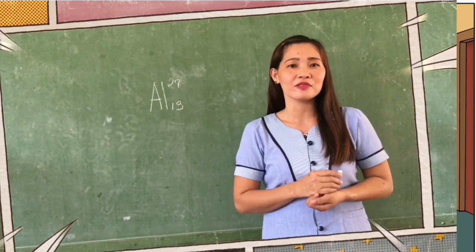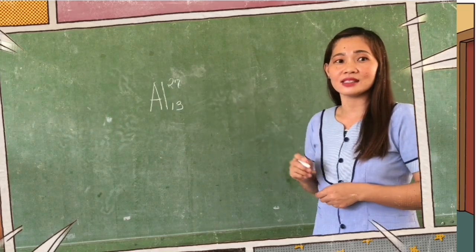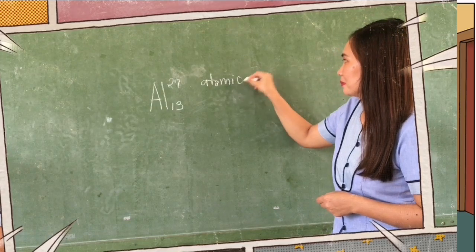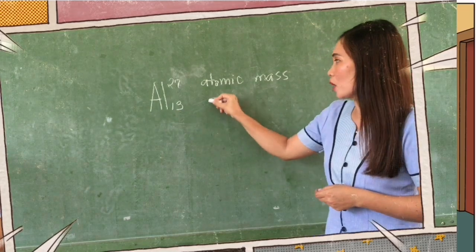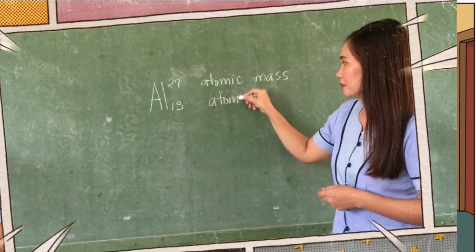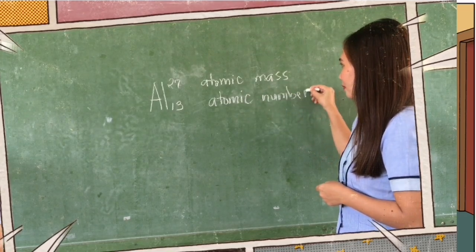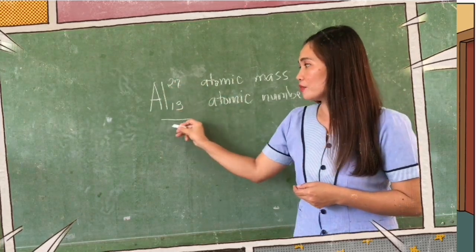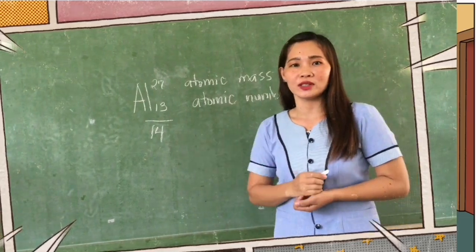And how did we get 14? Remember guys, 27 is the atomic mass, and 13 is the atomic number. 27 minus 13, we have 14. 14 neutrons.